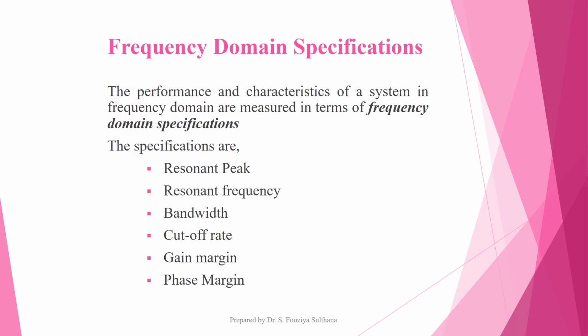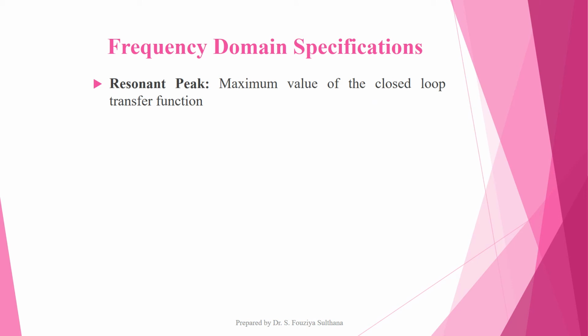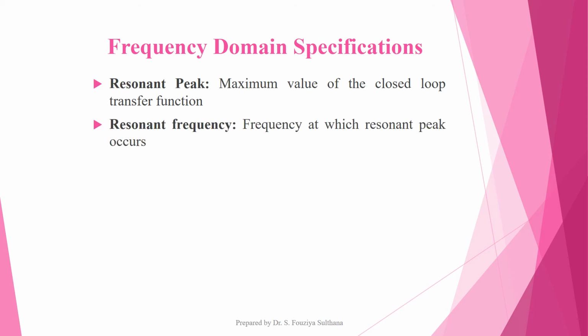The performance and characteristic of a system in frequency domain are measured in terms of frequency domain specification. They are resonant peak, resonant frequency, bandwidth, cutoff rate, gain margin, and the phase margin. The maximum value of the magnitude of closed loop transfer function is called resonant peak. The frequency at which resonant peak occurs is called resonant frequency.